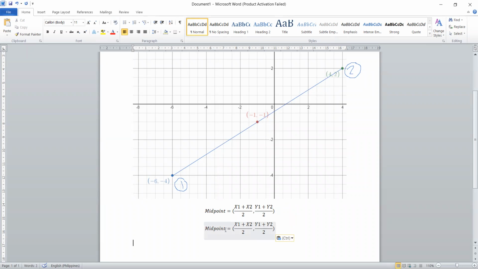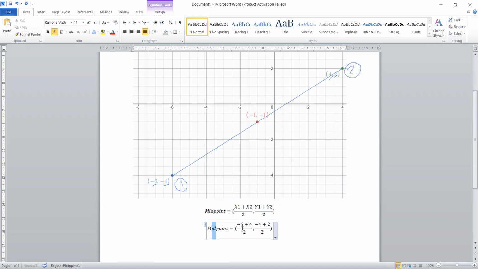So for the midpoint, my x1 is -6 and my x2 is 4. So that's (-6 plus 4) divided by 2. Next, we have here y1 is -4, y2 is 2. So this will be (-4 plus 2) divided by 2.